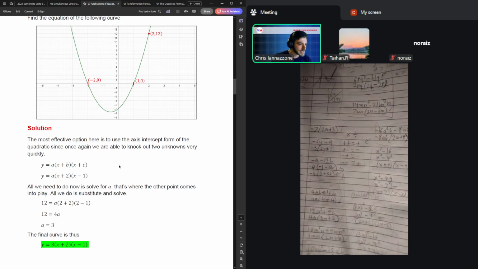Once again, a is left alone. We have this other point. We do the exact same thing we did before. Sub in the point, solve for a.